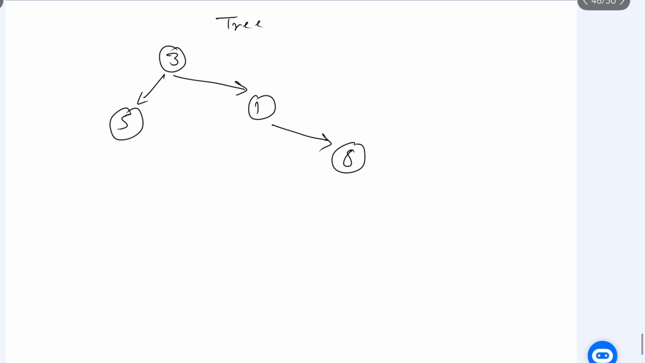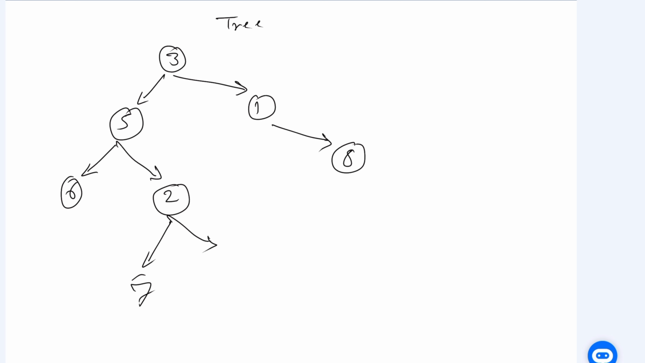So I'll say the tree is like we have been given 3, then we have 5, and this we have been given is 1, and let's suppose we'll take 8 here. Here we can take 5, then there is a 6, then we have 2, and from the 2 we can go to 2 children, we can have 7 and 4.